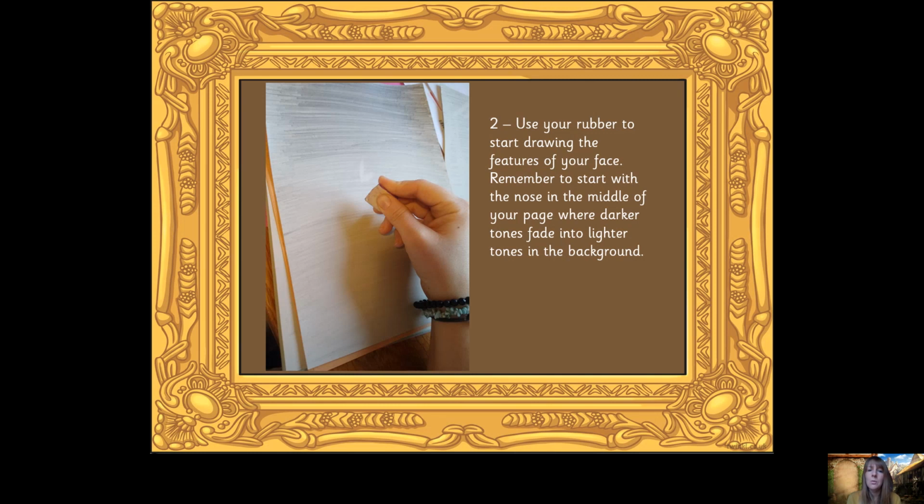So you can see I've drawn my nose there. I've got a pointy nose, and I've done that right in the middle of the page where the darker tones fade into the lighter tones, and my nose is going to stand out in my portrait. And so when you do yours too, try to use the corner of your rubber, or if you've got a small rubber, you can use a small rubber, and you're going to draw your nose to start with. Pause the video here to do step 2.